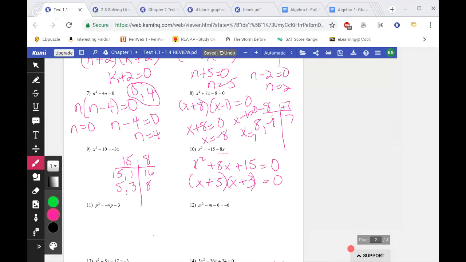So now I've got my factors, which I then need to set each of them equal to 0 and solve. So I got a -5 and a -3 as my final answers. Okay. And like I say, they go in a set.